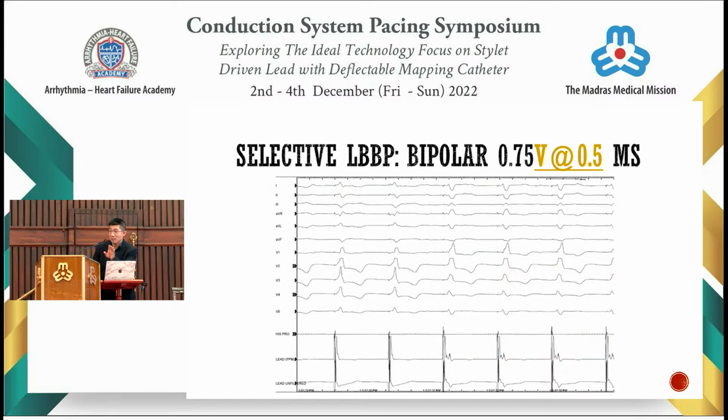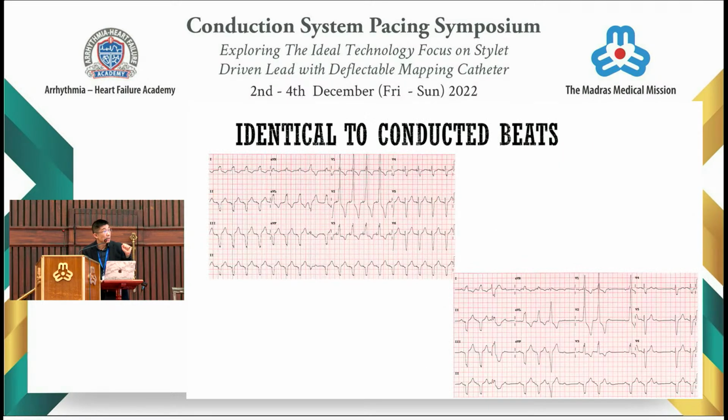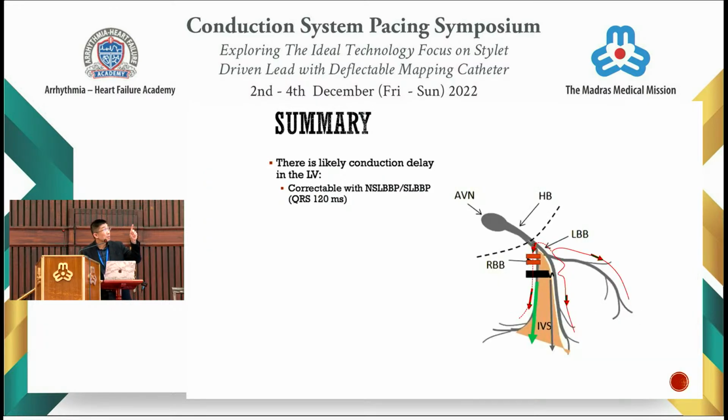I'm not kidding you. You can see that the QRS jumps up. There's an isoelectric segment, and it just jumps up when you get selective left bundle branch capture. What's interesting is, again, selective left bundle branch capture, and the LV activation time remains unchanged. What's also interesting is the conduction system activation with selective left bundle capture is exactly identical to the conducted beats.